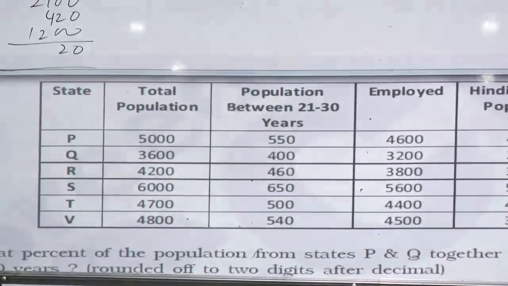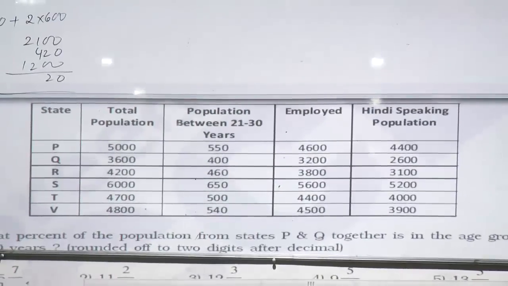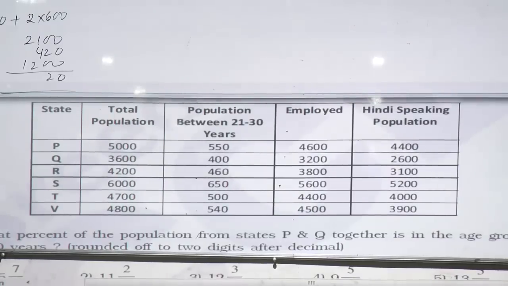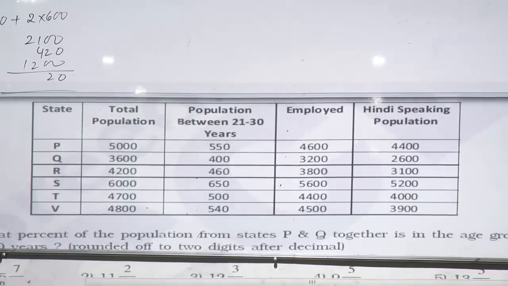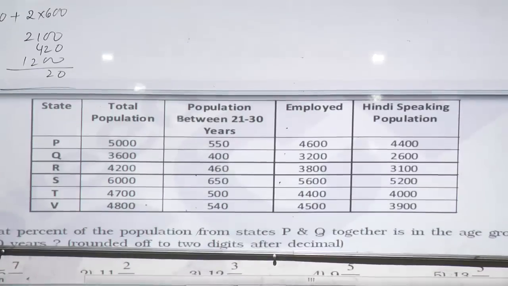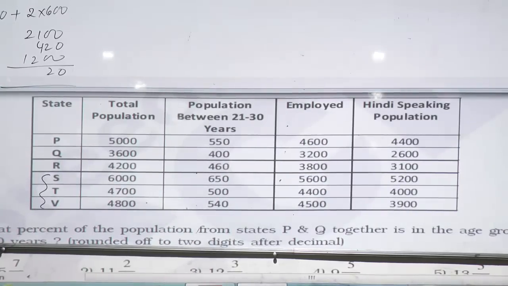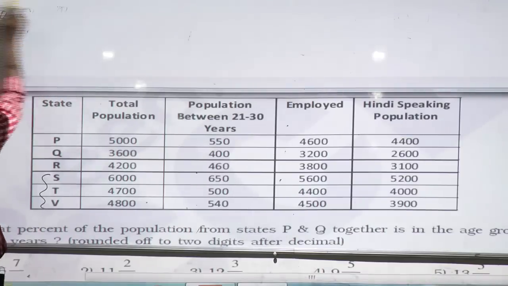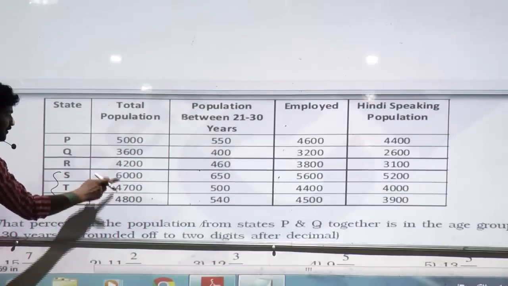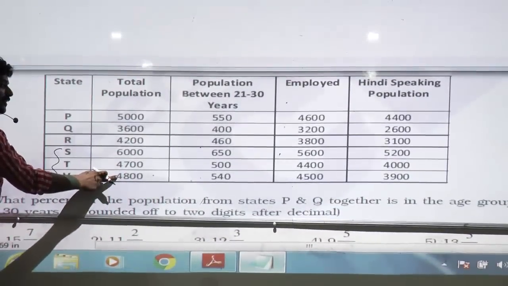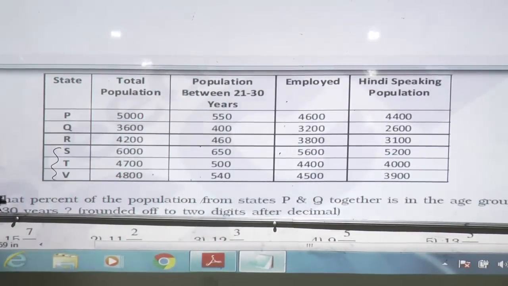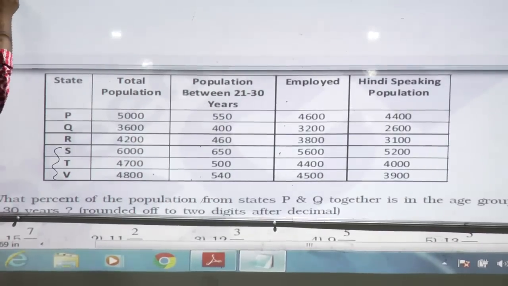Next, 57 over 58. What is the difference between total employed people from states S, T, V together and the total unemployed population from these 3 states together? Unemployed. Difference between employed and unemployed. Now, what is total population here? 6,000, 10,000, 14,000 plus 1,500, 15,500. This is the total population, 15,500.